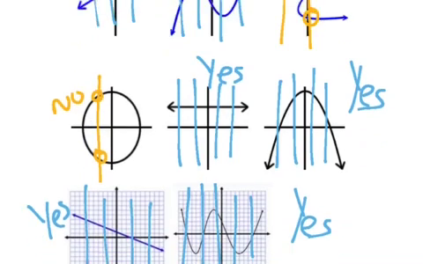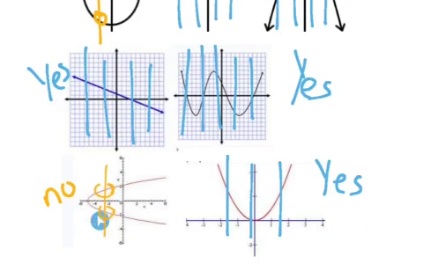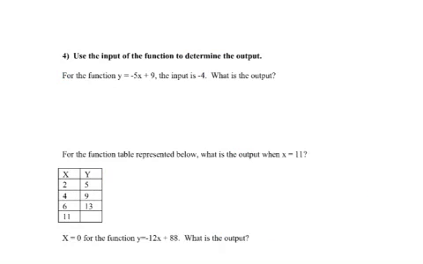Same with this, and same with this. Remember, if it does not pass the vertical line test, it is definitely not a function. For this page, we are using the input, which is the x of the function, to determine the output y. We sort of did this on the first page.